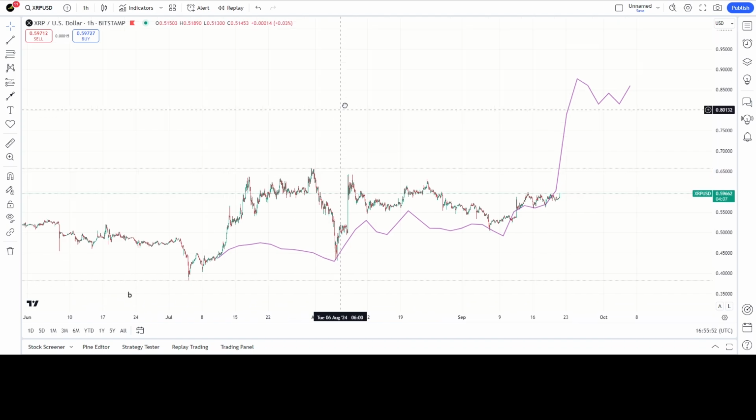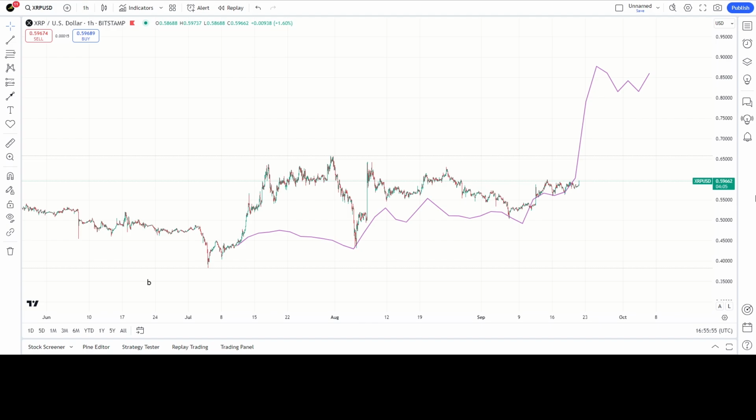There you have it, folks. That is how I see XRP playing out. We are very near the bull run. I have been making many videos saying that as of late, but it is the truth.